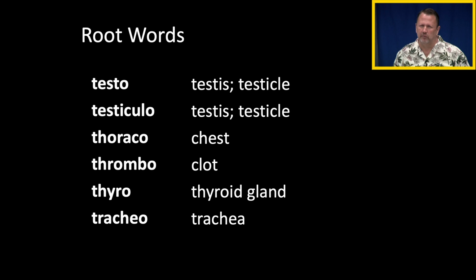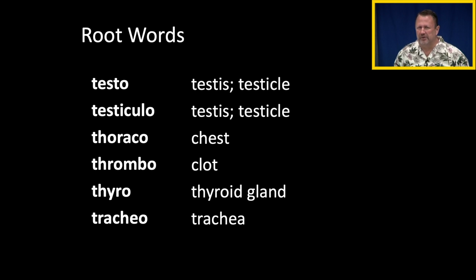So if they have thrombocytopenia, they have too few platelets. And so again, thrombo, as in thrombus, can refer to a blood clot, but thrombocytopenia refers to too few platelets. Thyro refers to the thyroid gland. So if somebody has thyromegaly, they have an enlarged thyroid gland, a large thyroid gland.